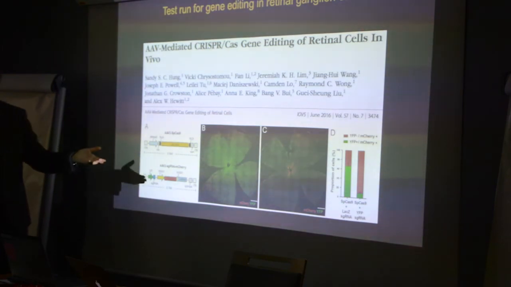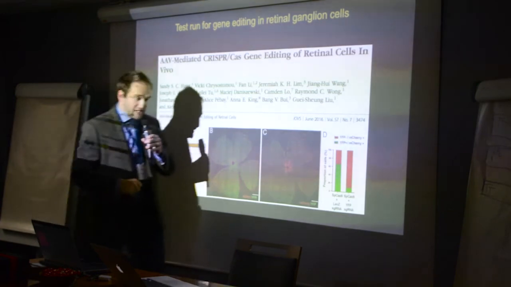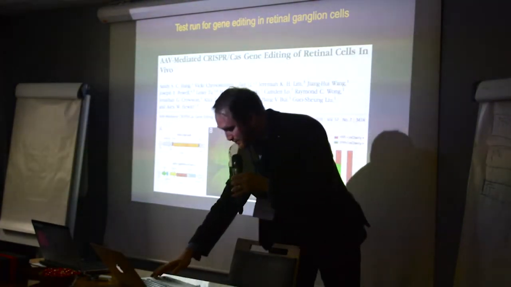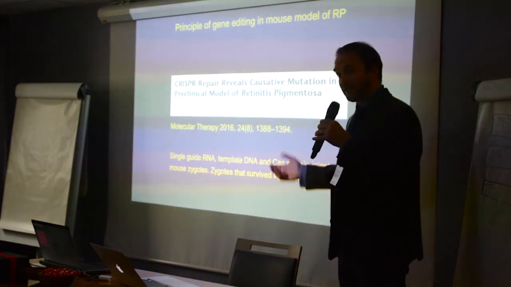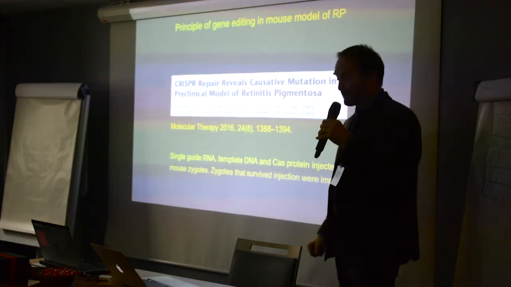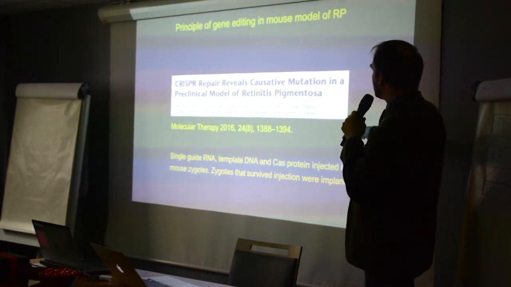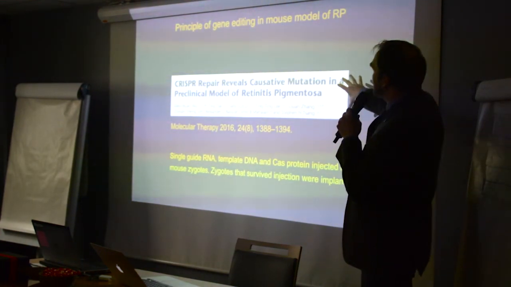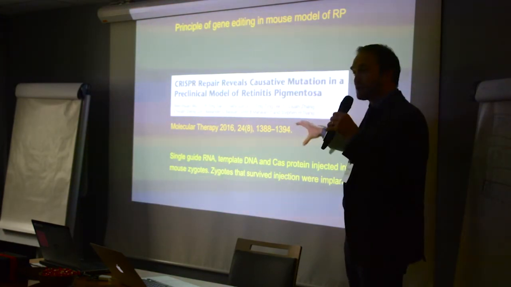But that's pretty impressive. When I showed that to a colleague, he said that he would only believe the data when he falsified it himself. But I mean, these are fantastic scientists, and I really hope that we're right. So this is another study. This is principle of gene editing for a model of RP, a model for retinitis pigmentosa.